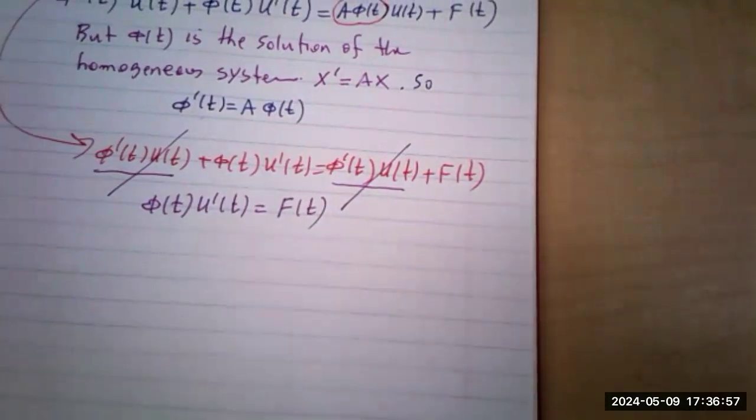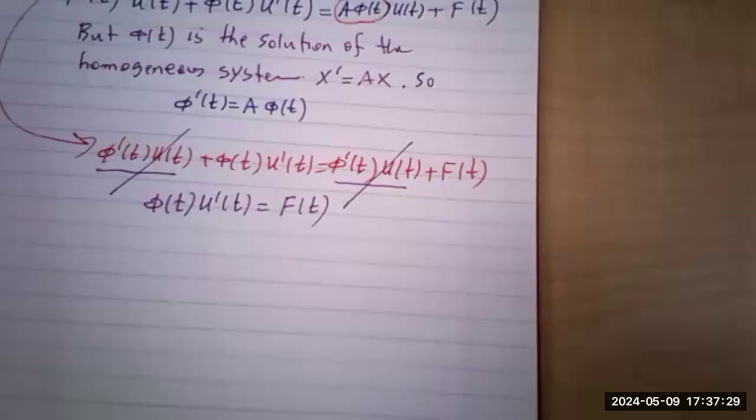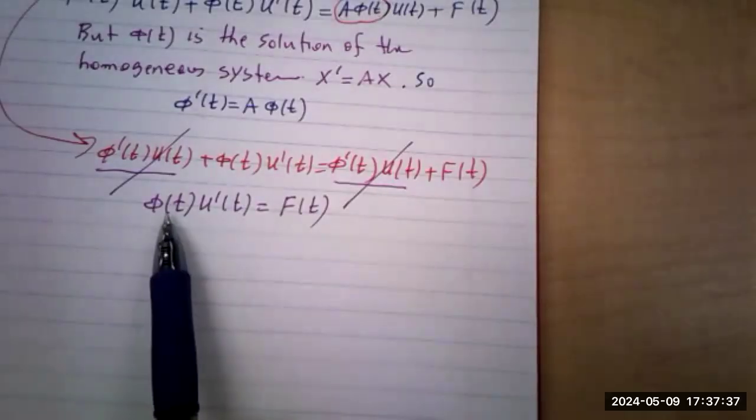If you have done linear algebra, how do you find the u prime of t from this matrix equation? In algebra, if you want to solve for u prime, we divide by the coefficient of the unknown. In the case of matrices, we don't have division. Instead, we multiply both sides by the inverse of phi of t.